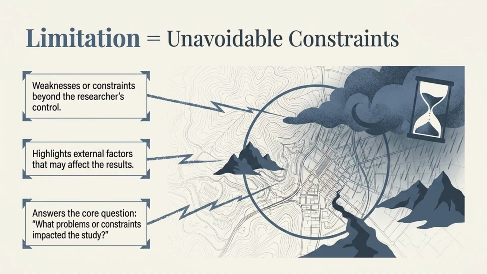Now, let us understand the meaning of limitation. Limitation refers to the constraints or restrictions that are beyond the researcher's control. These are unavoidable factors that may affect the study and its findings. In simple words, limitations are challenges that the researcher faces but cannot completely eliminate. These limitations may arise due to time, resources, participant cooperation, data availability, or other practical issues.